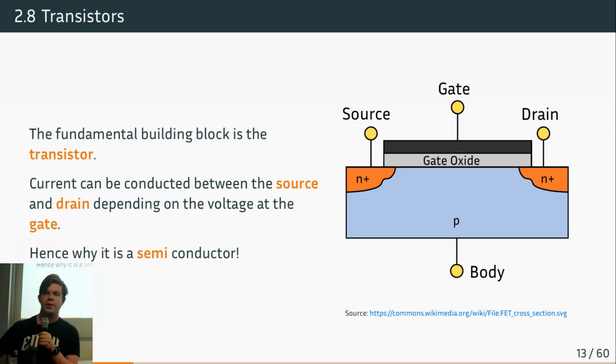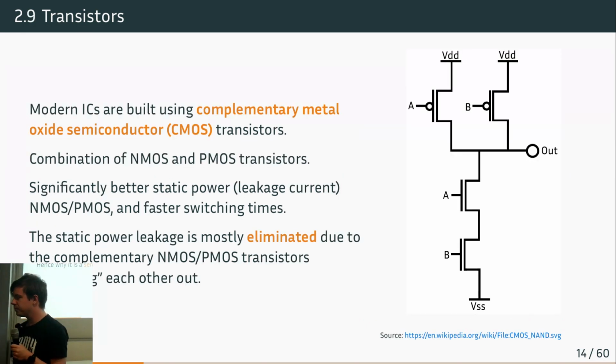So we talked earlier about a transistor, and we know that the transistor is the fundamental component of ICs, but how does it work? At a bird's eye view, current can be conducted between the source and the drain, depending on the voltage at the gate. This is the reason why it's called a semiconductor, because depending on the gate, the current will either flow or it will not flow. And modern transistors are constructed using what are called complementary metal oxide semiconductor, or CMOS, transistors.